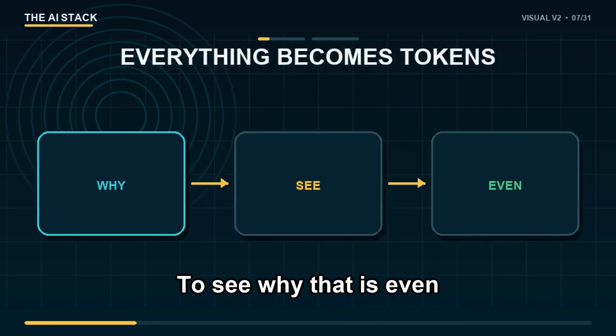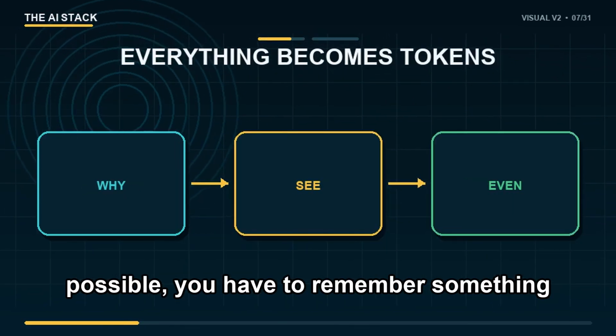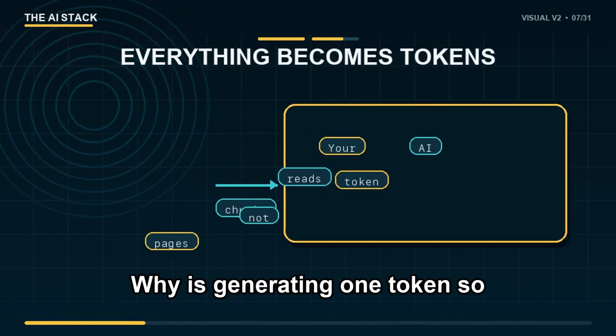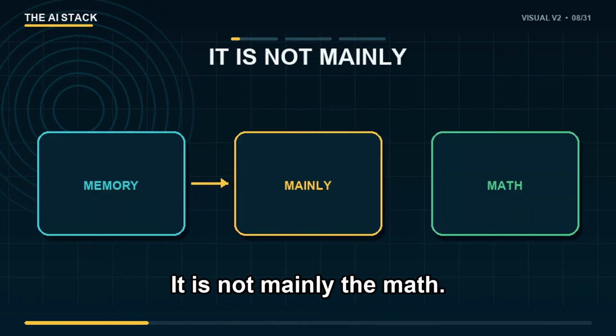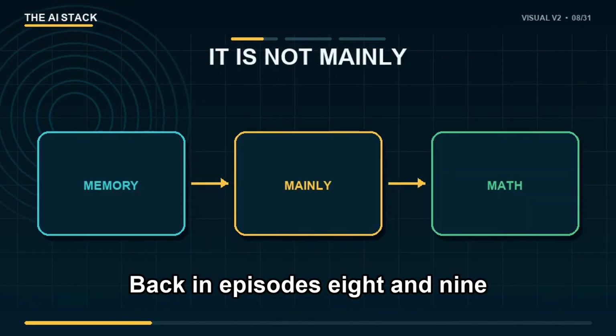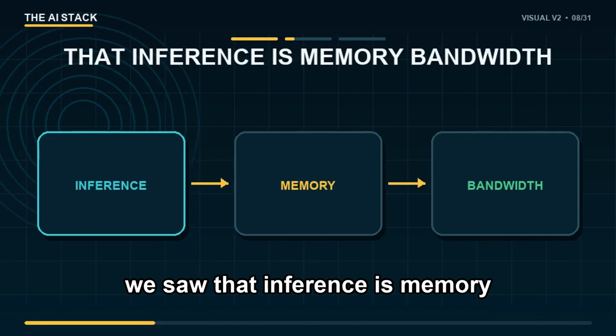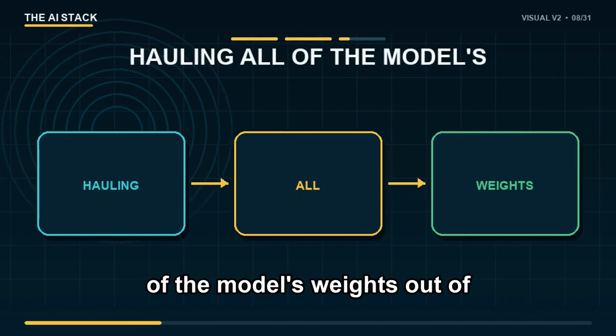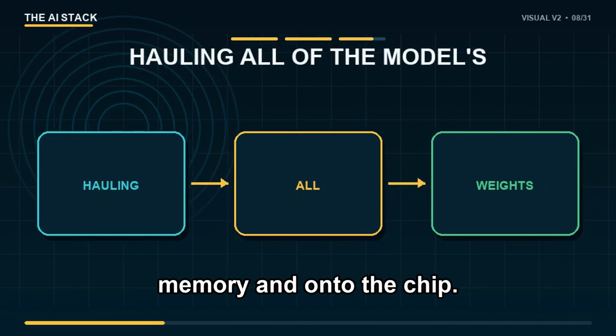To see why that is even possible, you have to remember something we learned back in the quantization and VRAM episodes. Why is generating one token so slow? It is not mainly the math. Back in episodes 8 and 9, we saw that inference is memory bandwidth bound, meaning the real bottleneck is the time spent hauling all of the model's weights out of memory and onto the chip.